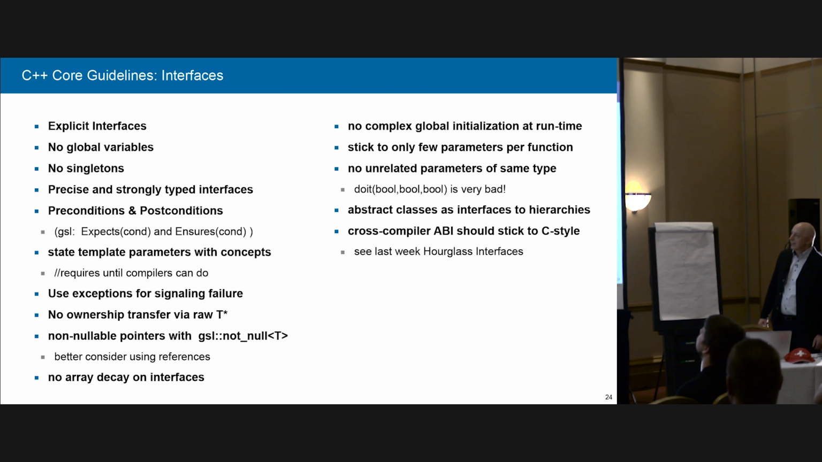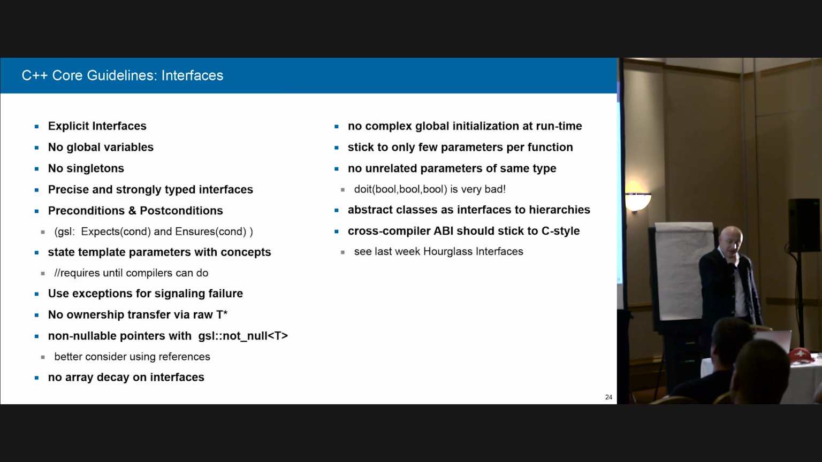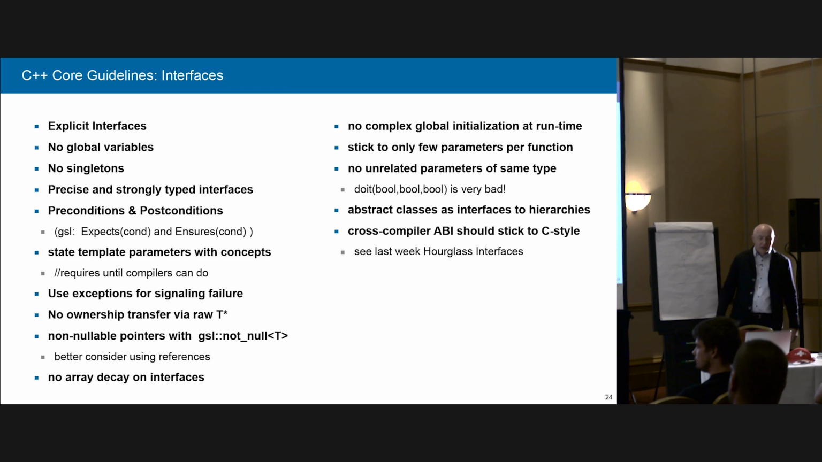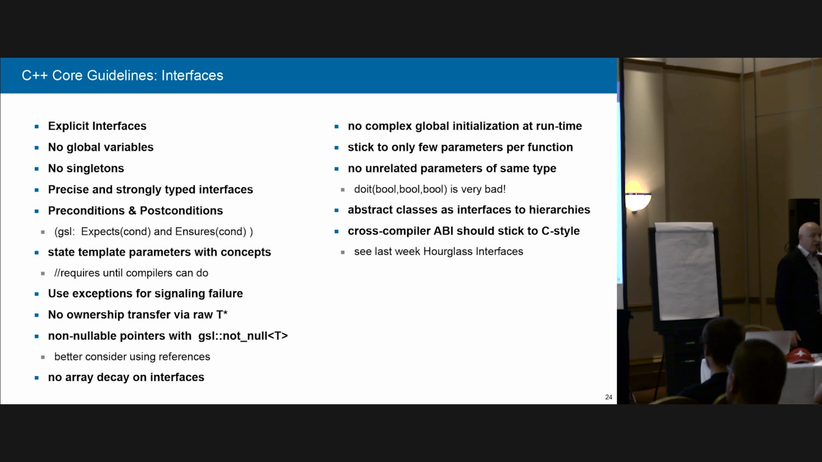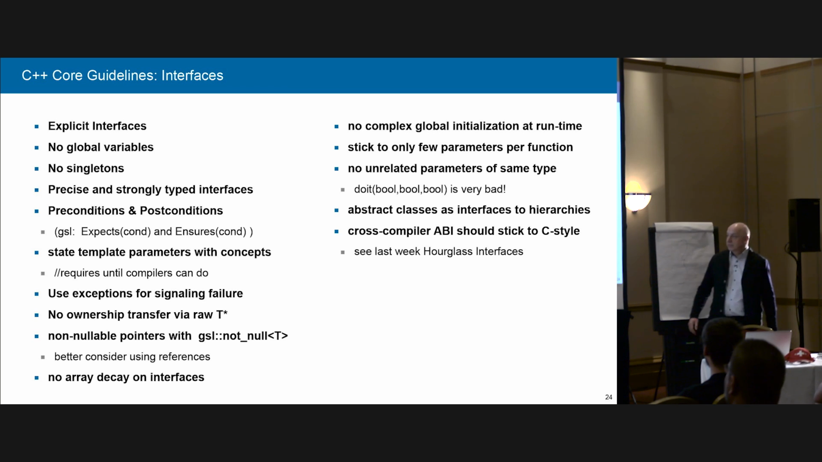What else? Precise and strongly typed interfaces, no void pointers and stuff like that. Pre and post conditions: with the GSL you have Expects and Ensures, but without real language support, it might be hard to get the post conditions formulated well, because you need to memorize old values for comparisons. It says state template parameters with concepts. We don't have them universally yet. So take your time.